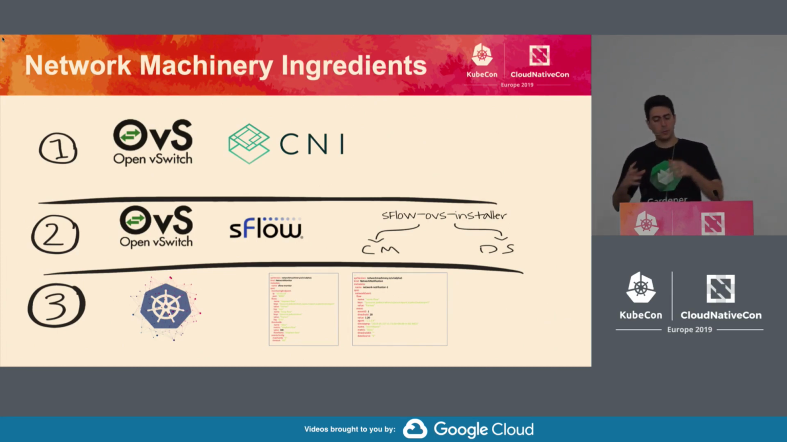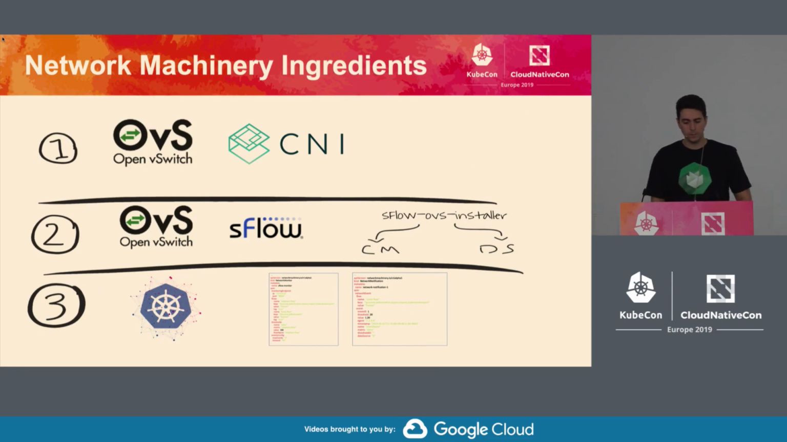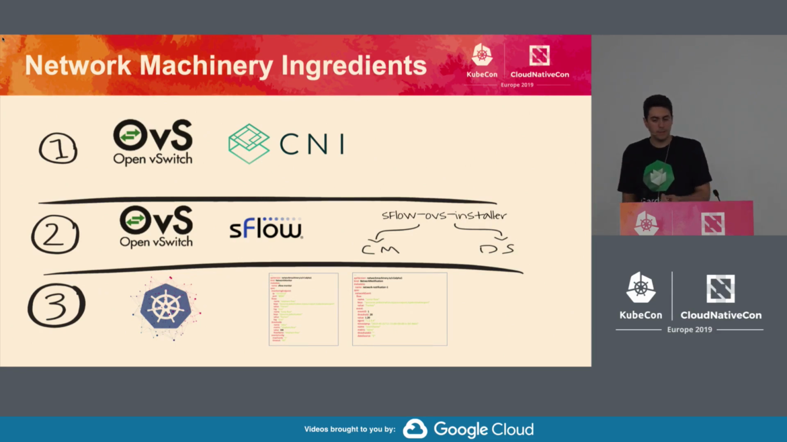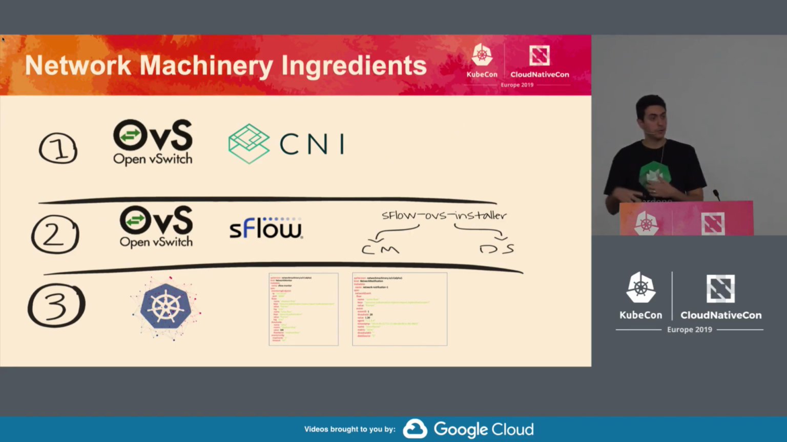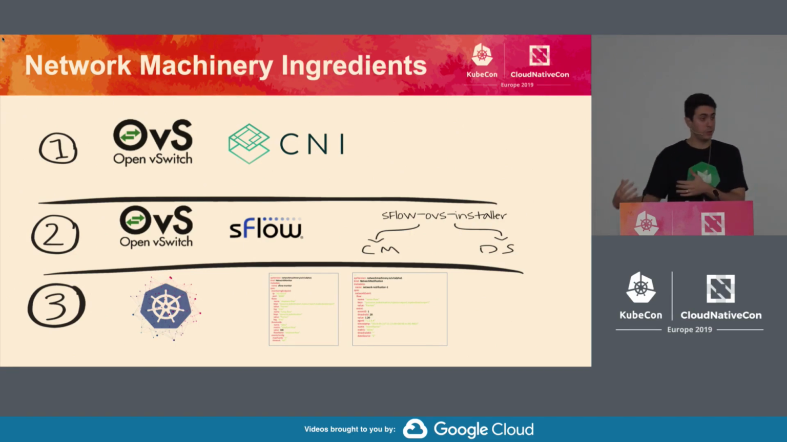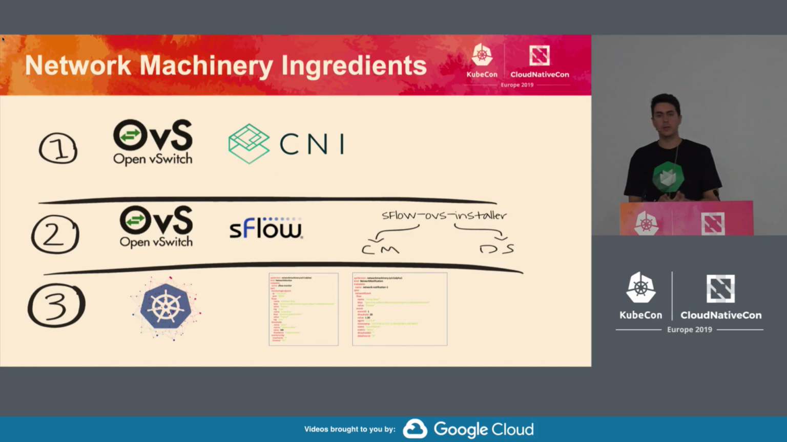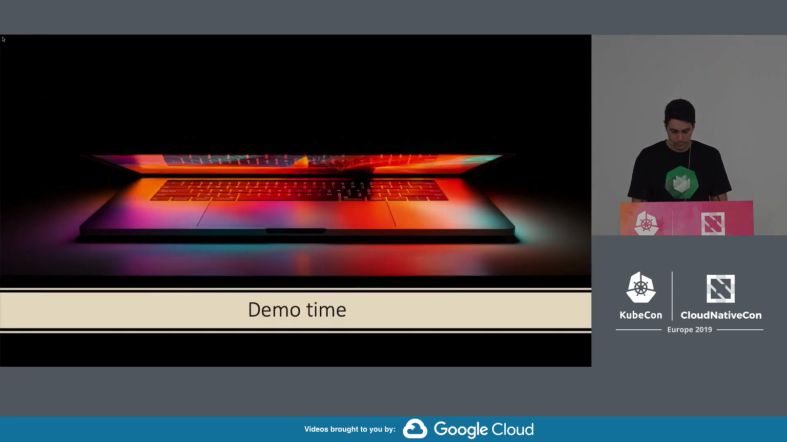And to do this, we have a component called the SFlow OVS installer, and it's basically a config map that has the configuration parameters for SFlow, and the daemon set that runs SFlow on all of the nodes that have OVS. And the third and final thing we need are our network operators. Basically, we need a network monitor operator, and we need a network control operator. So let me show you a quick demo for that as well.